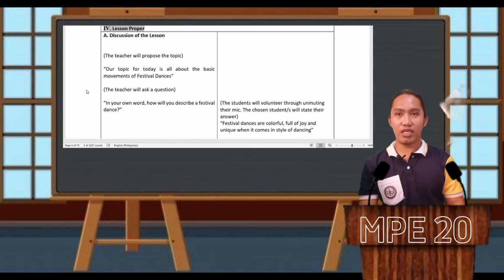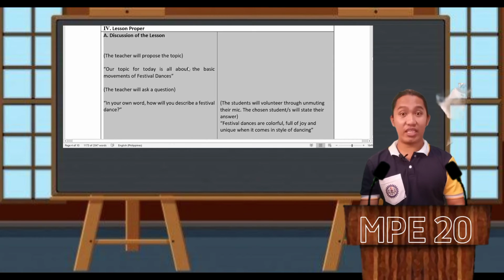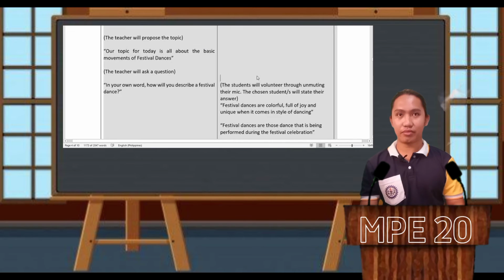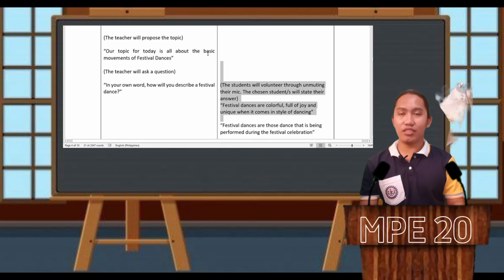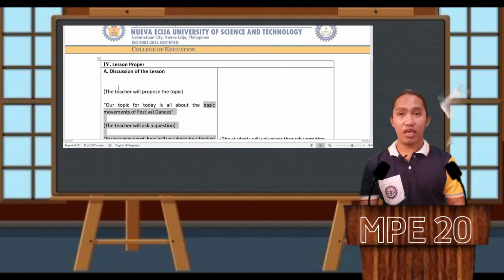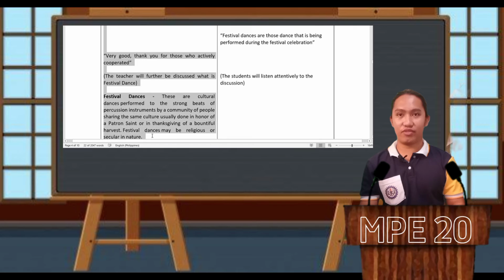As you can see, on the left side, the knowledge, the information, and on the right side, the response of the students. So these are the knowledge or the information that you will give your students. So there's a lot of them.